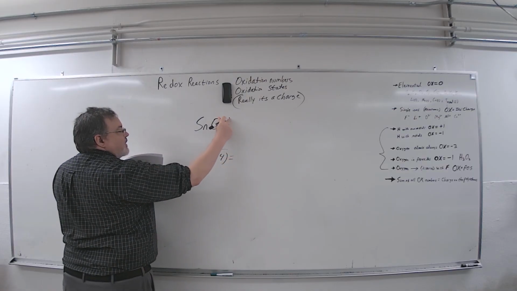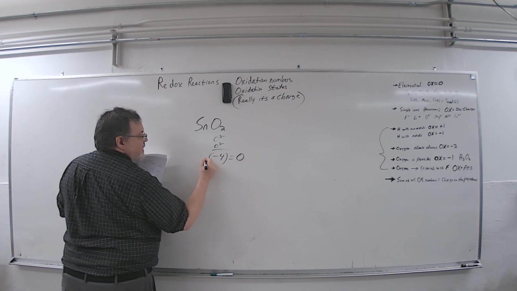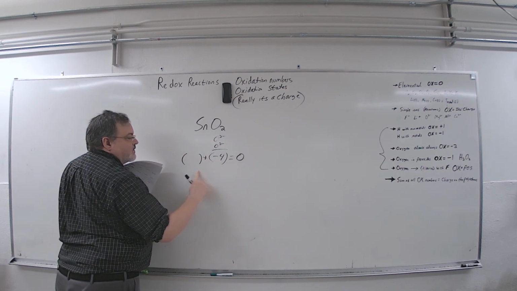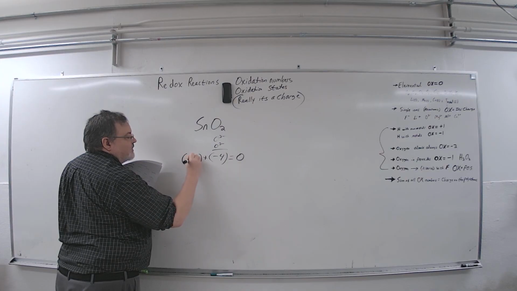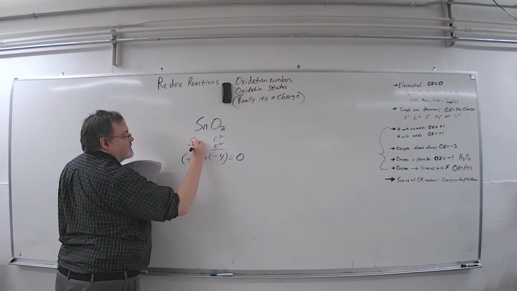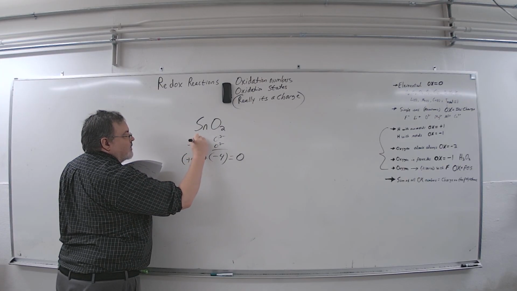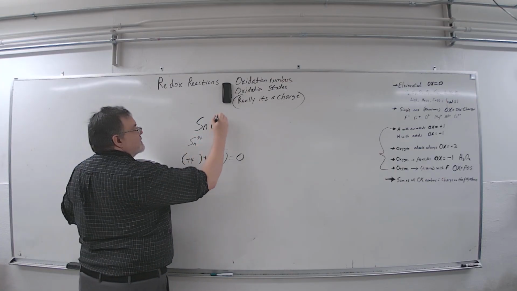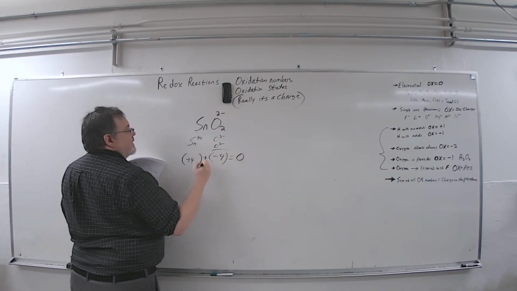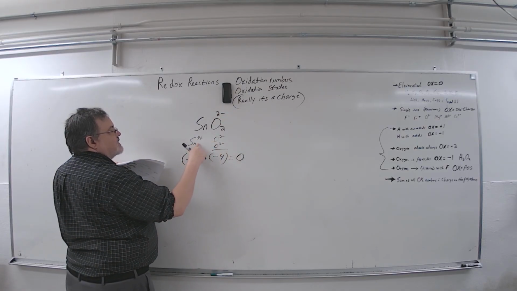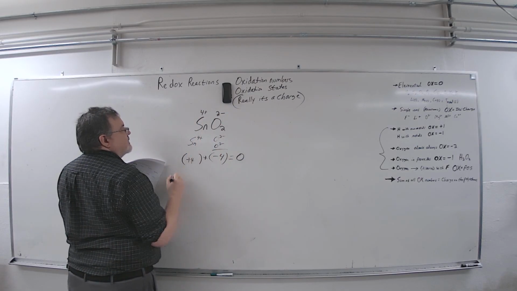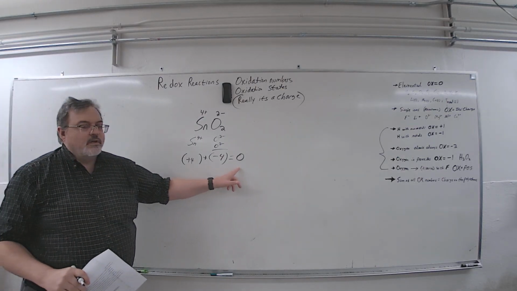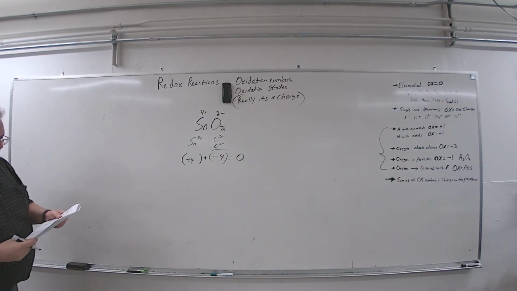Up here, there's no charge, so I'm going to put a 0 here. Now, what do I need to put here to make this true? +4. There's only one tin, so it must be 4 plus. So in this case, the oxidation number on oxygen in this compound is 2 minus, and for tin, it's 4 plus. And those do add up to 0, the charge on it. That should look familiar.